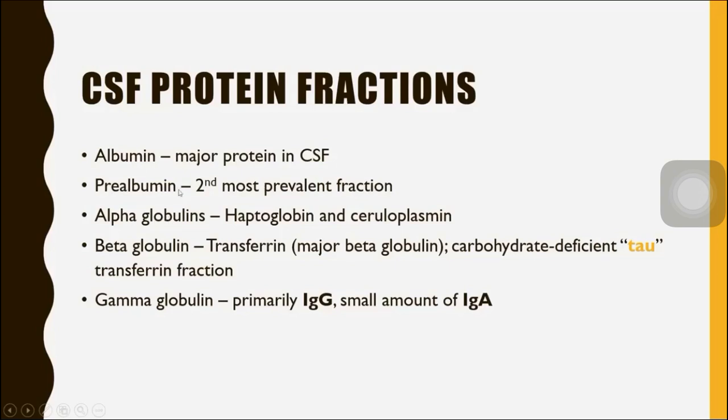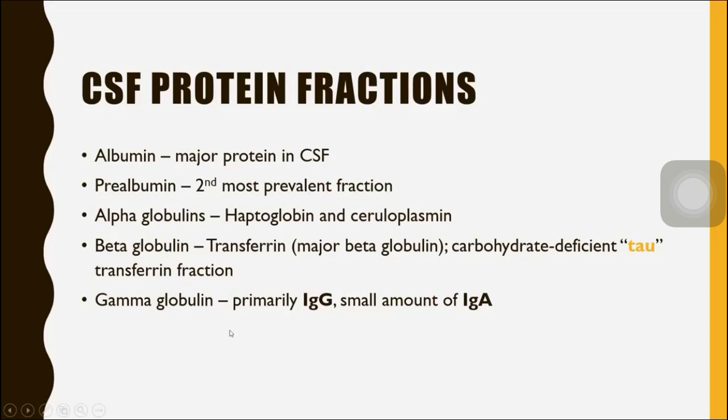So next, we have the alpha-globulin containing haptoglobin and ceruloplasmin, and the beta-globulin containing transferrin, which is the major beta-globulin. I just want to emphasize the carbohydrate deficient tau transferrin fraction. This tau transferrin is a fraction that only CSF has and serum does not. So for example, if you want to identify an unknown fluid if it is a CSF, check for the presence of carbohydrate deficient tau transferrin fraction, because this protein is only present in the CSF and is not present in other parts of the body.